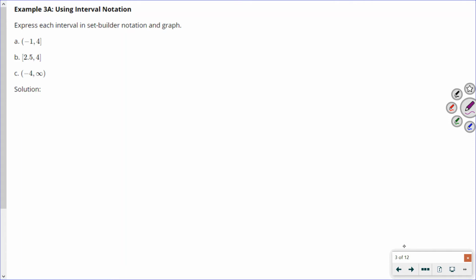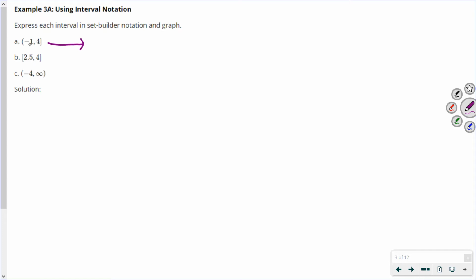Example 3a, using interval notation. We want to express each interval in set builder notation and graph. What we're going to do is, I think it's best to graph it first and then write the set builder notation, but it's completely up to you how you want to do it. So let's start with letter A.